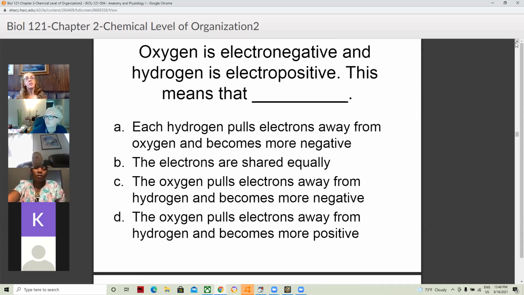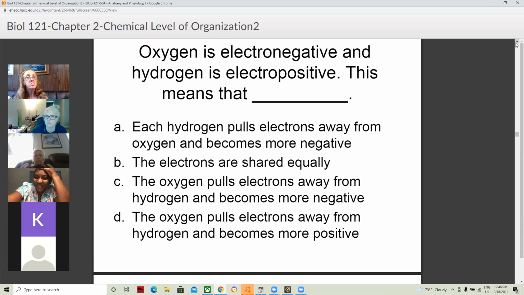So oxygen is electronegative, hydrogen is electropositive. Remember, electronegativity is the force of an atom, its pulling force for electrons. Hydrogen is electropositive. This means what? I think it's either A or D. I'm not sure.